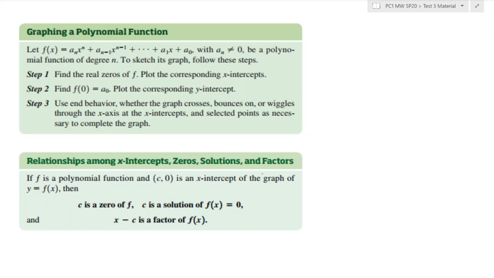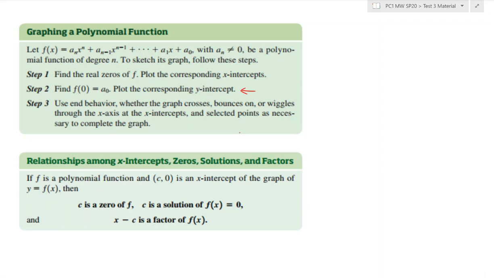Find f of 0. That is going to be your y-intercept. And that's an important part of your graph. Don't make it all about the x-intercepts. And then use your end behavior and whether the graph crosses, bounces on, or wiggles through the x-axis at the x-intercepts, and selected points as necessary to complete the graph.